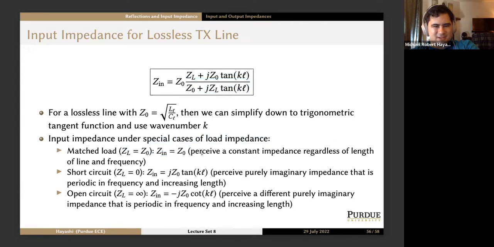So we're left with Zn equals Z0. So we perceive a constant impedance regardless of the length of the line and frequency. So a matched load is great. It basically behaves like it's just a regular old impedance.